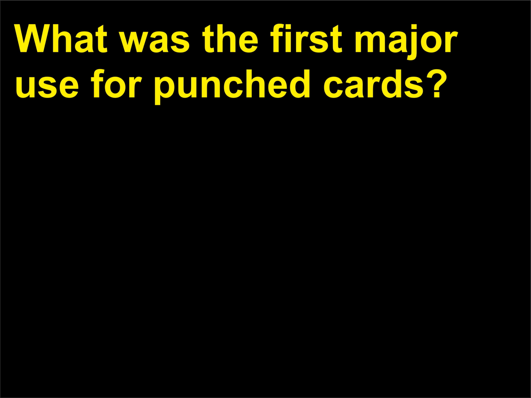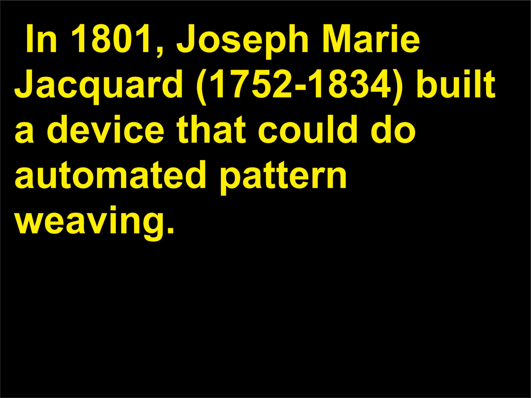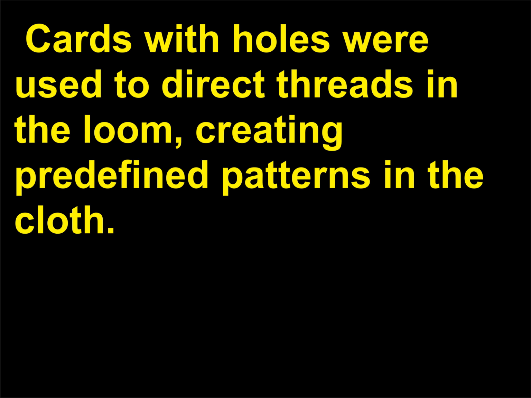What was the first major use for punched cards? Punched cards were a way of programming, or giving instructions to, a machine. In 1801, Joseph Marie Jacquard, 1752–1834, built a device that could do automated pattern weaving. Cards with holes were used to direct threads in the loom, creating predefined patterns in the cloth.